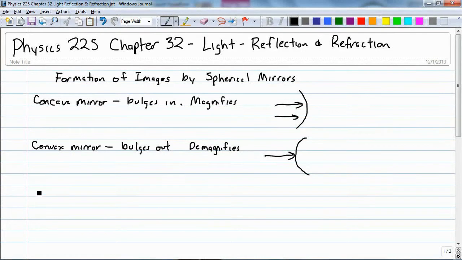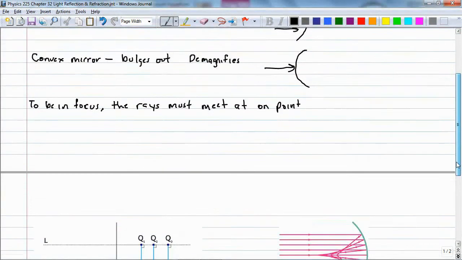Now, to be in focus, for you to be able to see the image, the rays must meet at one point. And there's an inaccuracy with spherical mirrors that we have to account for. And let's see why.